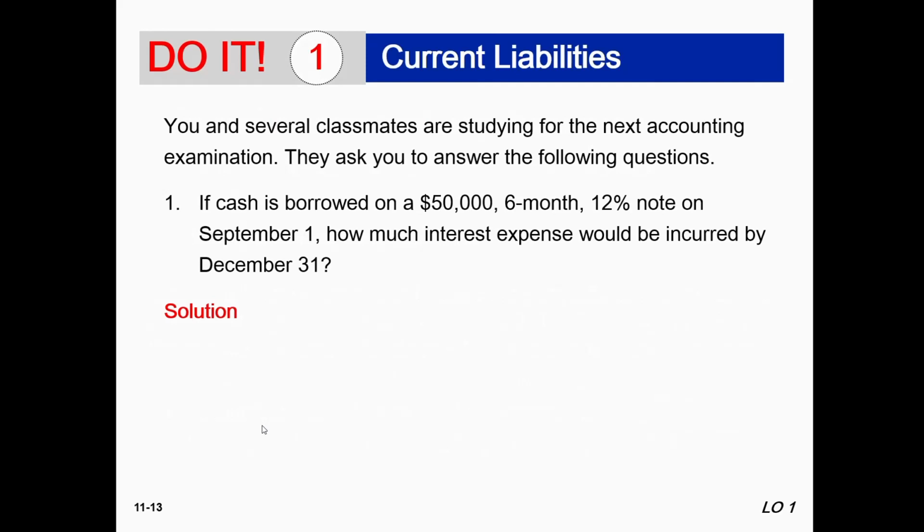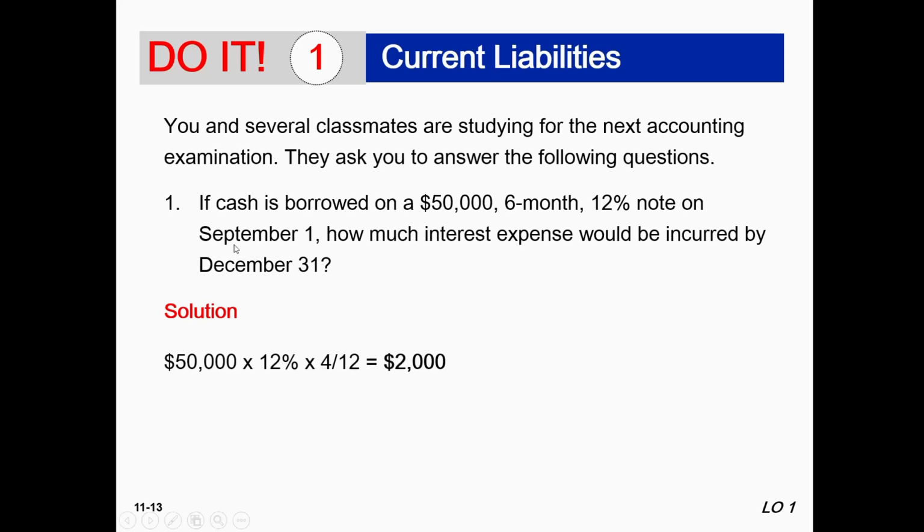The life of the note is 6 months. The borrowing happened on September 1st. So September, October, November, and December, 4 months. This 12% is always annual until and unless the word monthly is mentioned. So let's calculate annual and then extract 4 month interest out of it.